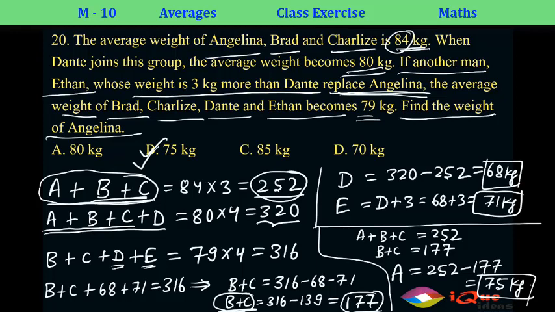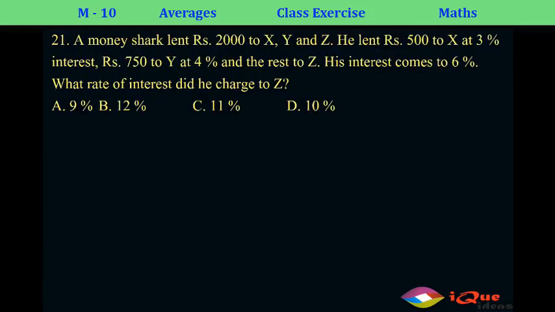Okay, now let's go to the next question. A money shark lent rupees 2000 to X, Y and Z. He lent rupees 500 to X at 3% interest and 750 to Y at 4% interest and the rest to Z. So let's first divide the amount.